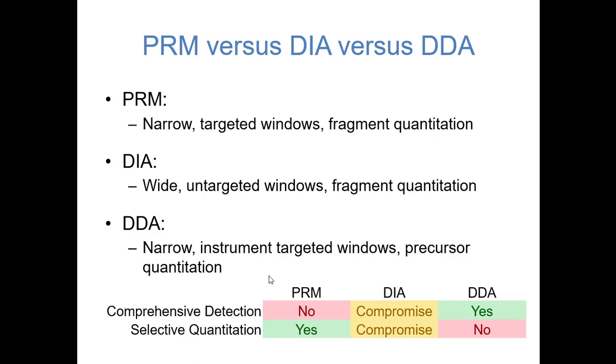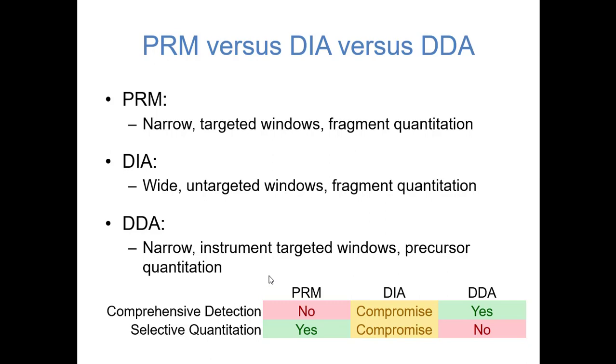And because you're not getting regular fragmentation scans throughout, you have to do all of your quantitation at the precursor level. So there are two ways to think about this. DDA is pretty comprehensive because you can use the instrument to target basically every peak, or not every peak, but many of the peaks that it can see in an MS1.